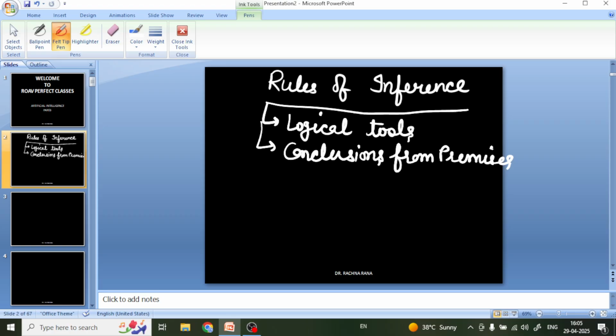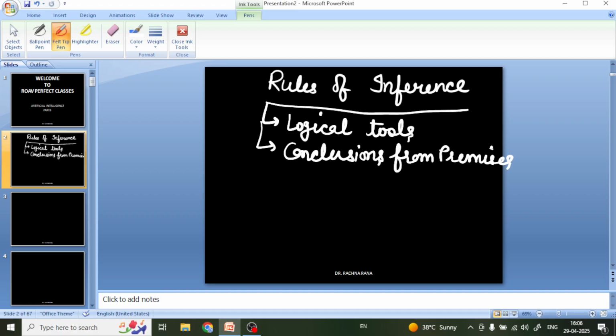They form the foundation of logical reasoning. They allow us to build arguments, prove theorems, and solve problems in mathematics, computer science, and philosophy. To understand these rules, we should construct valid arguments and ensure that conclusions follow logically from given information.